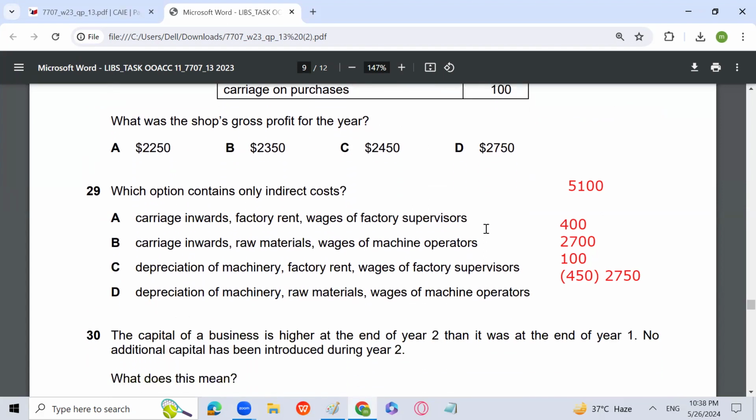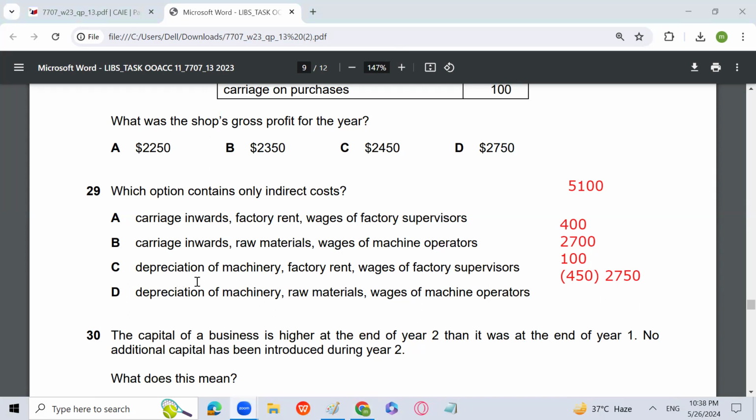Which option contains only indirect cost? Indirect cost means not direct material, not direct labor. Carriage inward, factory rent, wages of factory supervisors, carriage inward, raw material, wages of machine operators, depreciation of machinery, factory rent, wages of factory supervisor, depreciation of machinery, raw material, wages of machine operator. Yes. So C is the answer.